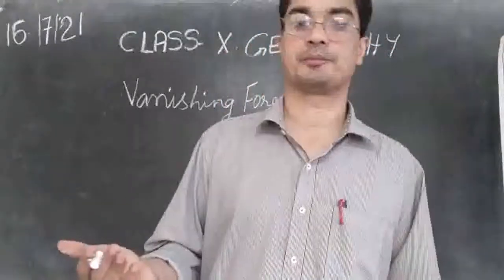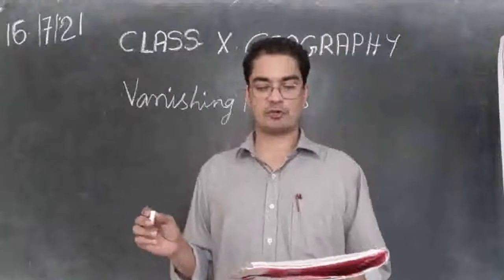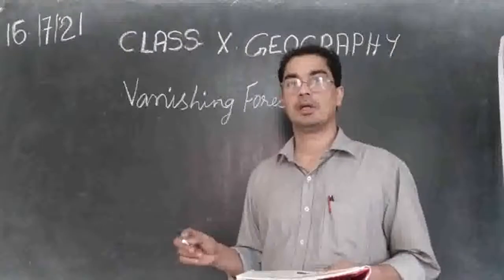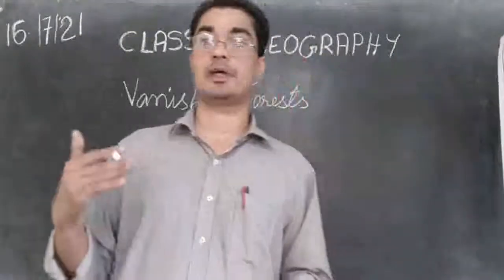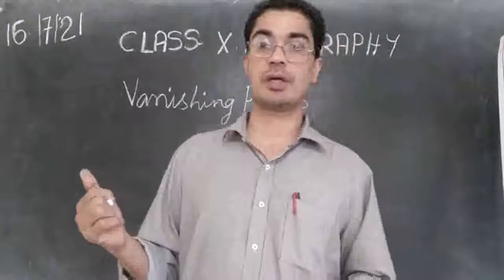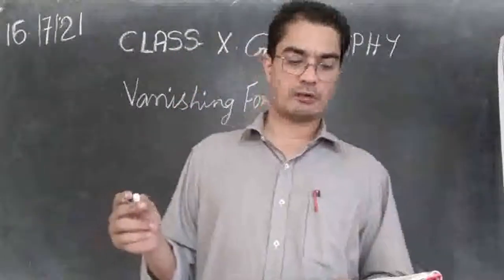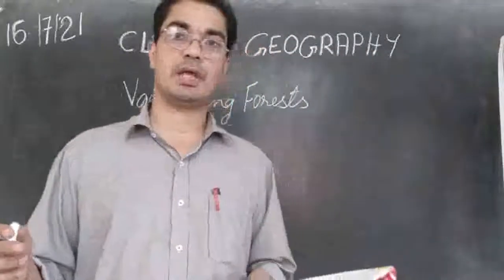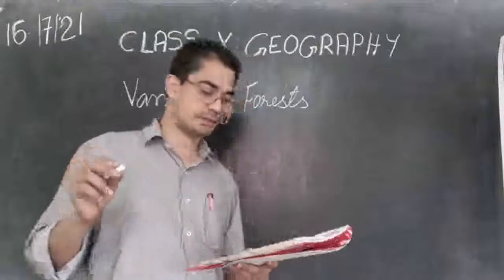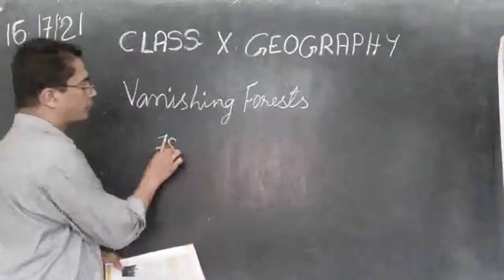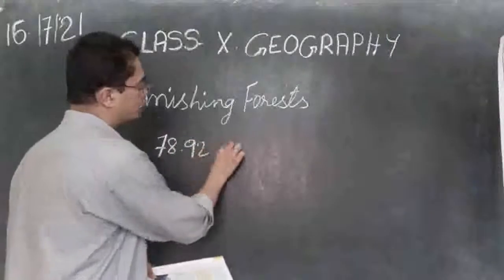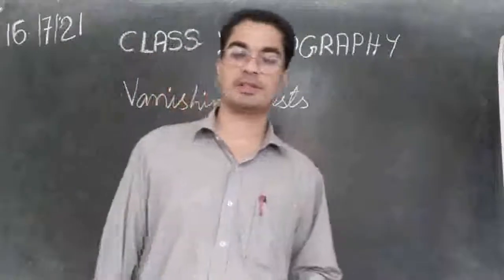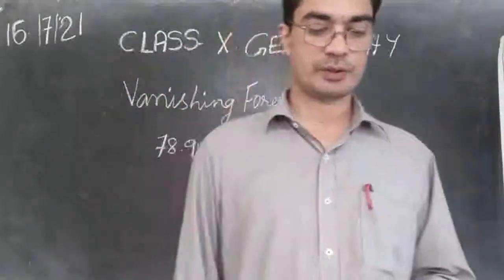Vanish means disappear. So the dimensions of forests in India are staggering. So it is incredible, you can say. The figures showing about the forest are very incredible. And the total forest and the tree cover in the country is estimated as 72.92 million hectares. That is the total area where the trees are growing or the forest is formed.